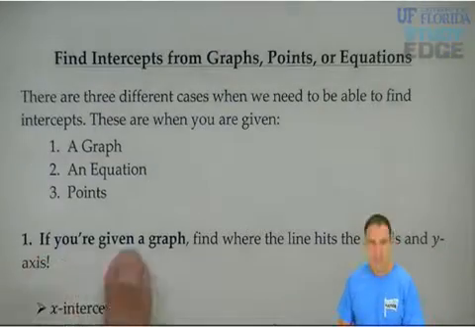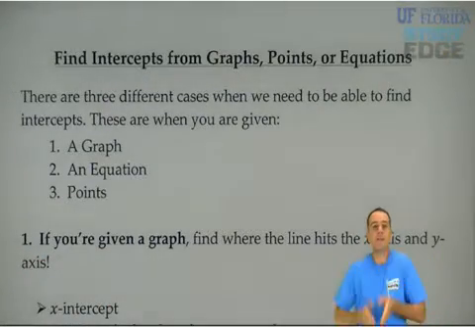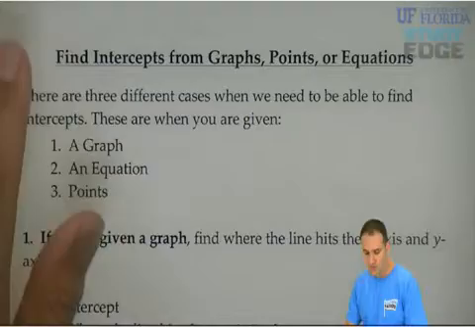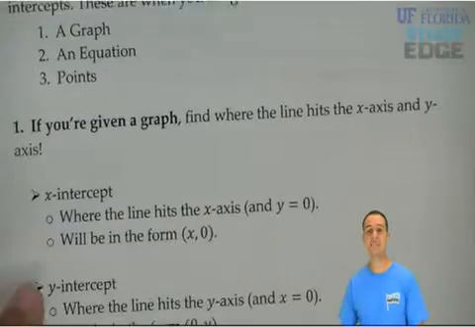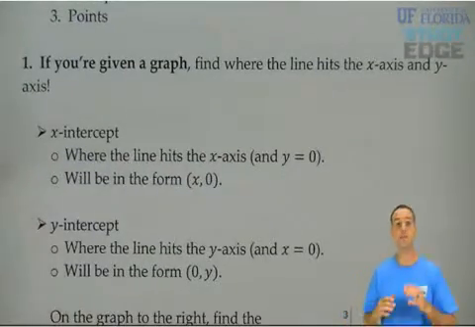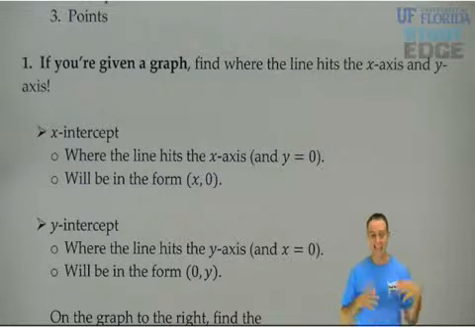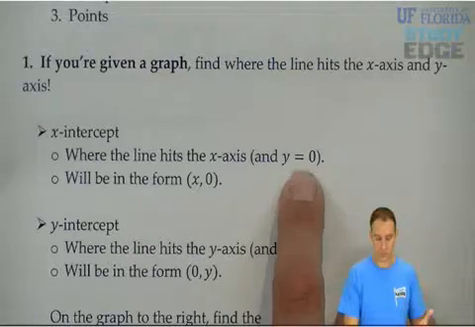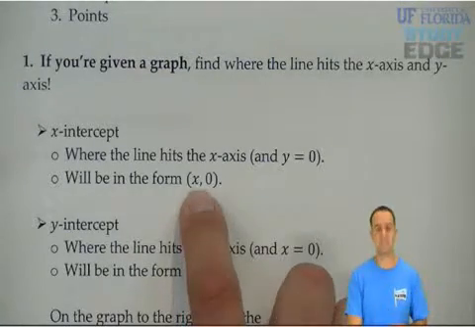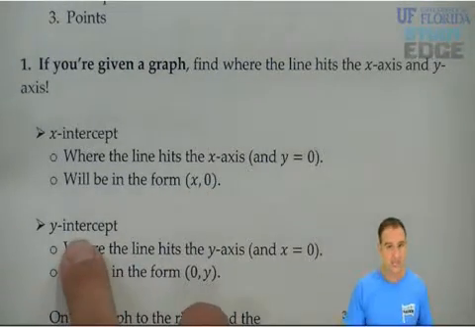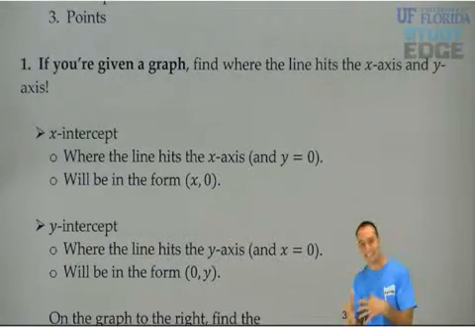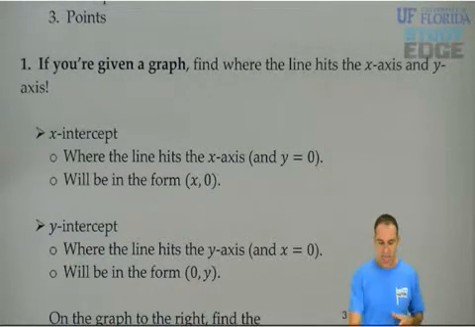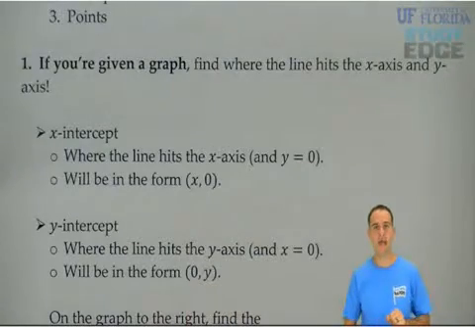The first type we'll talk about is the nicest one. If you're given a graph, just find where the line hits the x-axis and the y-axis. The x-intercept will be where the line hits the x-axis, and that's where y is 0, giving you the coordinate, the point x comma 0. For a y-intercept, that's where the line will hit the y-axis, and that'll be in the form 0 comma y.